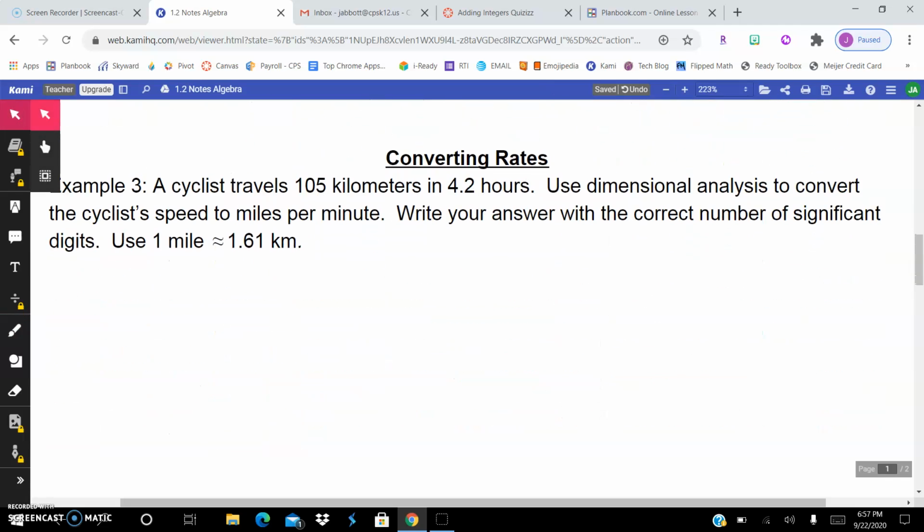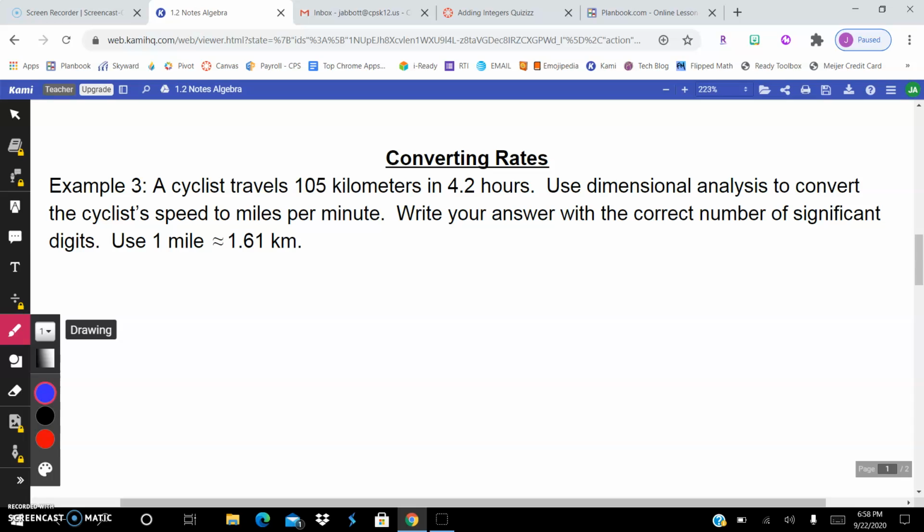Now we're going to move into converting rates. The only thing that's going to change is instead of putting a 1 under your first number that they give you, they're going to actually give you a number to put down there. So a rate is miles per hour, miles per gallon, that sort of thing. Example 3 says a cyclist travels 105 kilometers in 4.2 hours. So we have 105 kilometers over 4.2 hours.